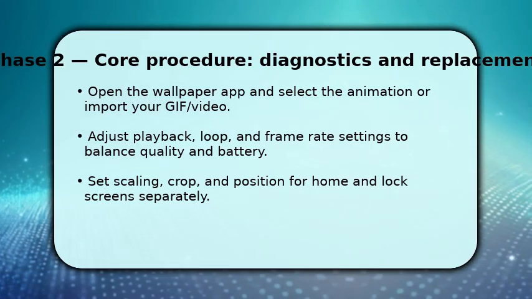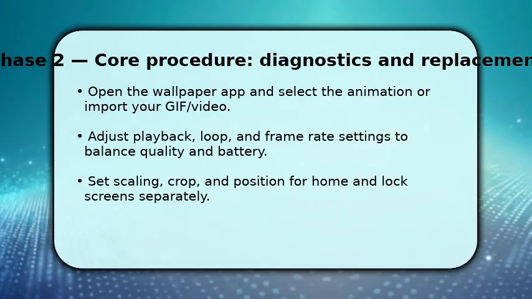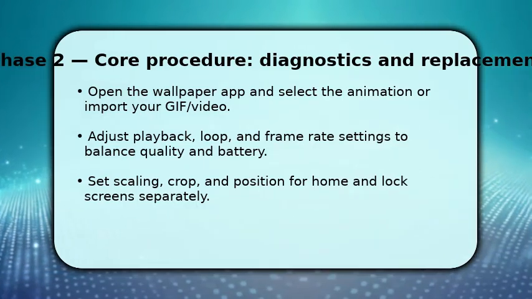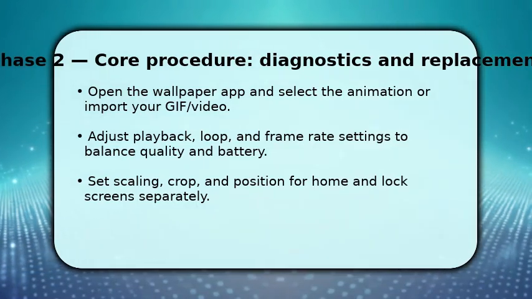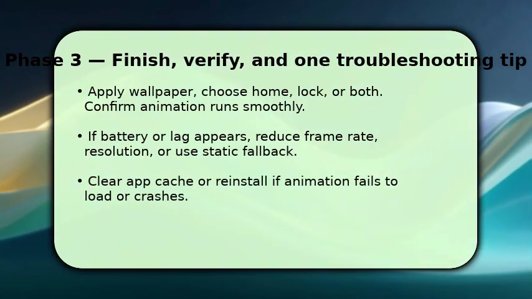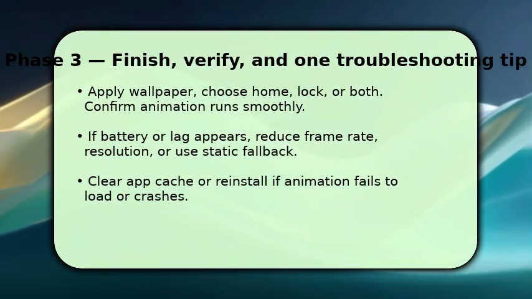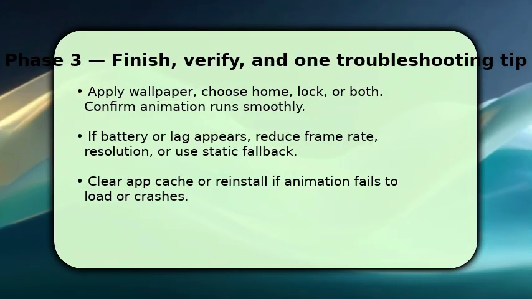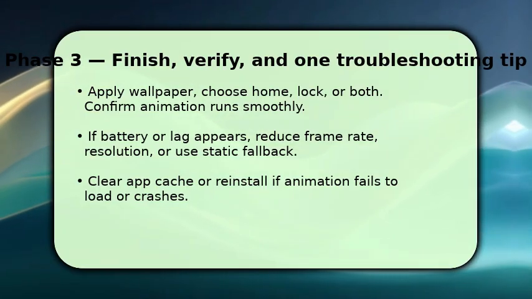Once configured, preview in the app to confirm motion looks natural, and make incremental tweaks to performance settings if scrolling stutters. Apply the animated wallpaper and choose whether it shows on the home screen, lock screen, or both. Once done, check how it behaves during normal use.